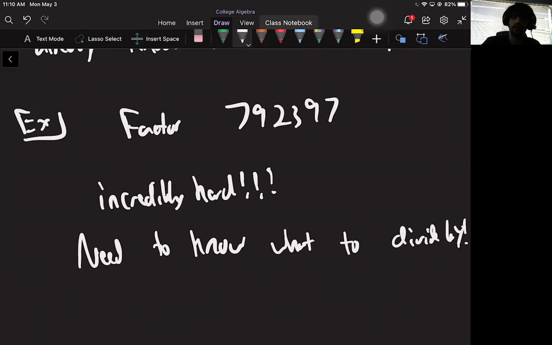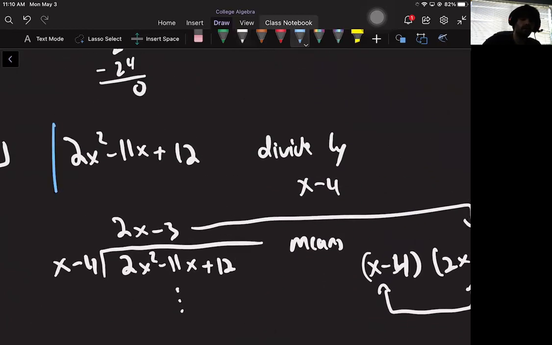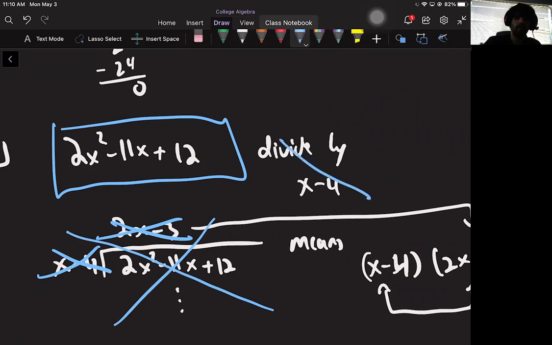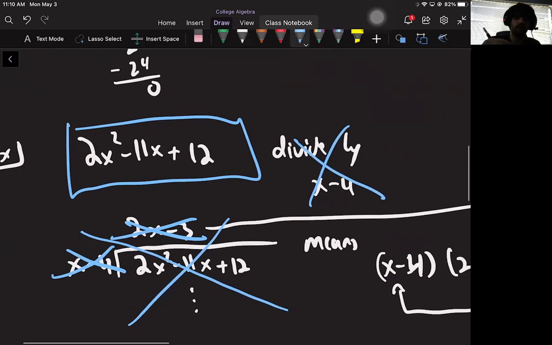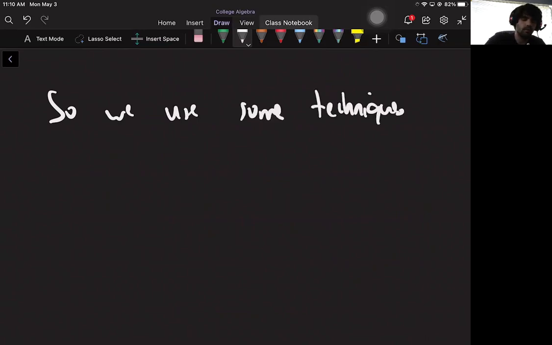And the same thing happens with polynomials. I need to know what to divide by. So if I just gave you this thing, and I didn't tell you to divide by x minus 4, then you wouldn't know any of that. And so where would you go? You would just be stuck. How would you factor that? How would you factor something out if you don't know what factors out? And so that's what we're going to learn today, is to do things like that. Okay. So what we're going to do is learn some techniques to help us with this situation.